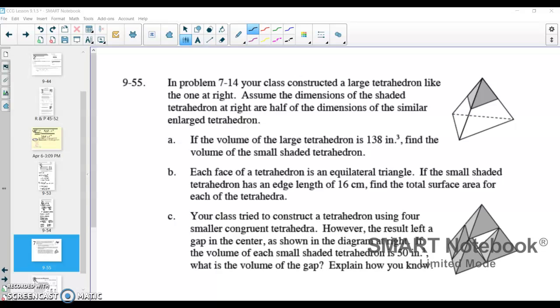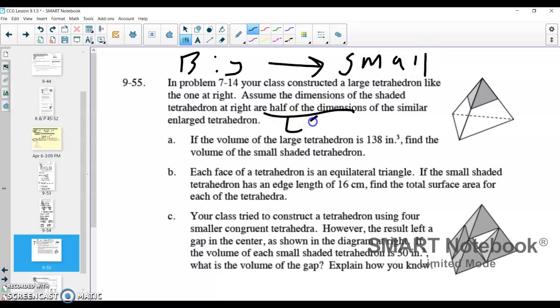All right, so that tells me that if that's half the dimensions, let me grab my pen here. If the dimensions are halved, to go from big to small is a linear scale factor of 1/2. To go from big to small, we have a linear scale factor of 1/2. Everything gets cut in half. Okay? That's important as we get into part A here.